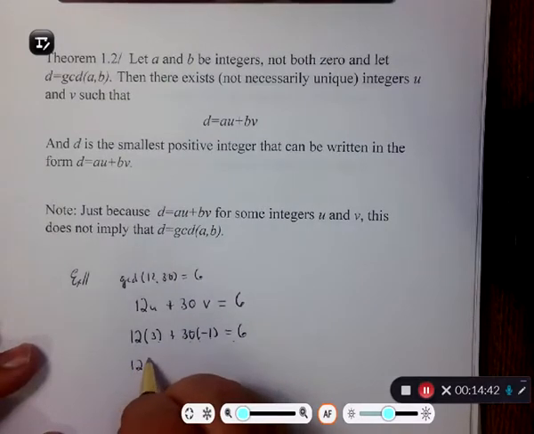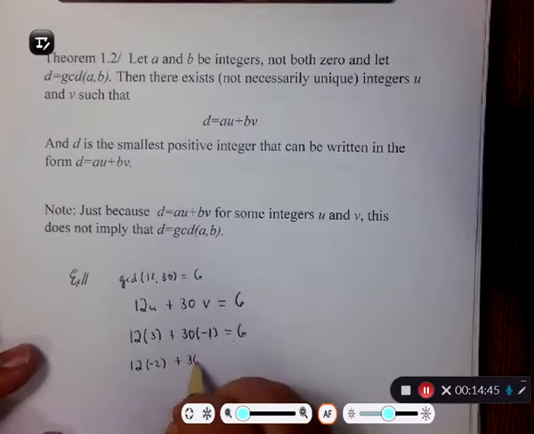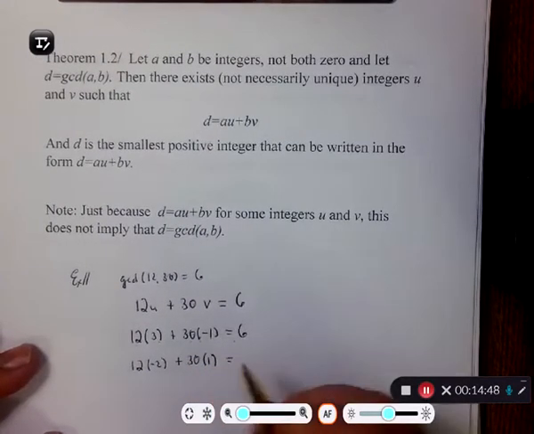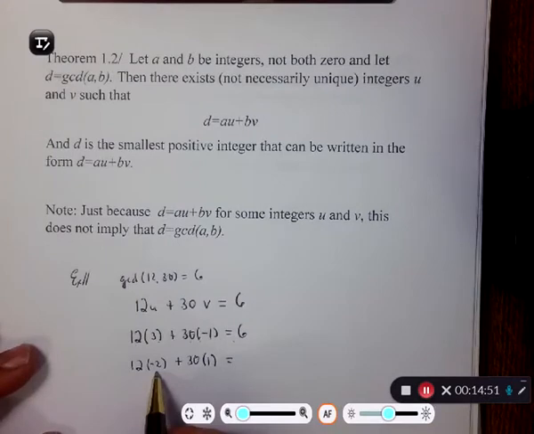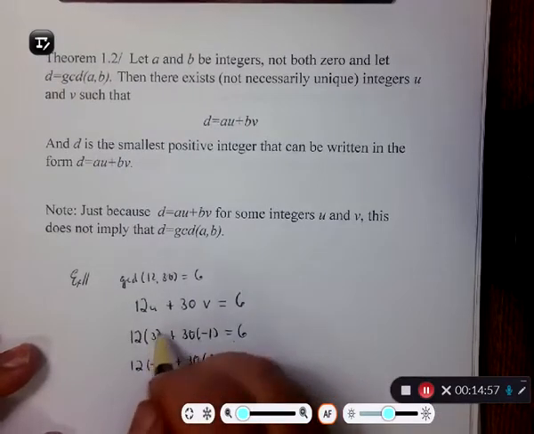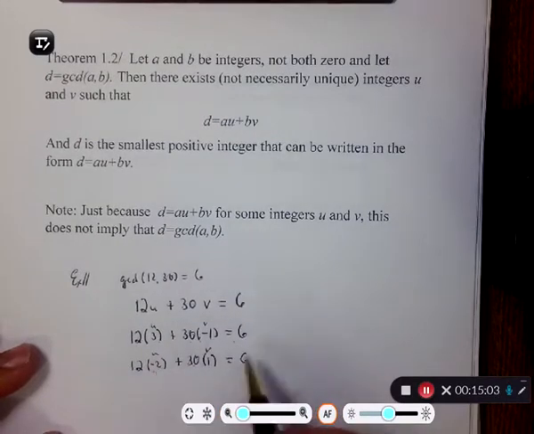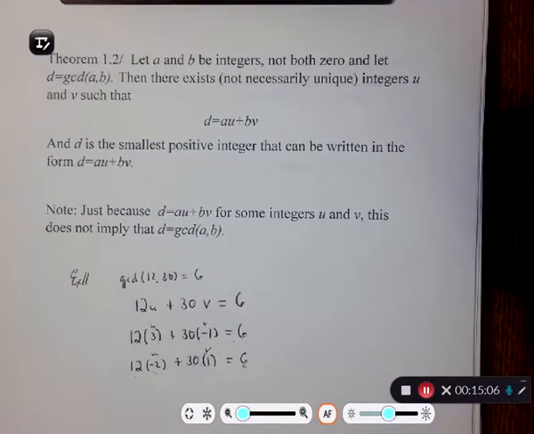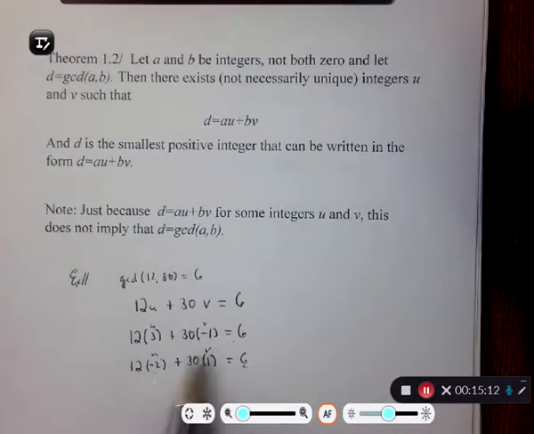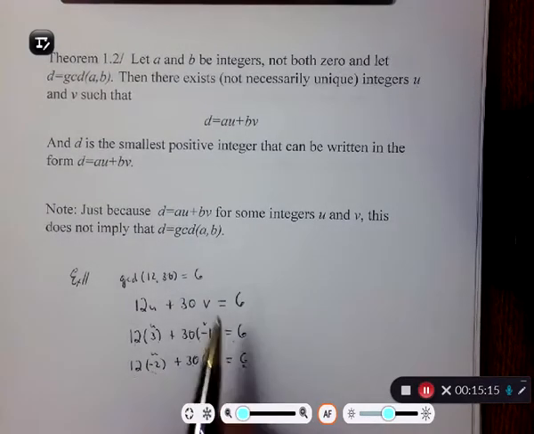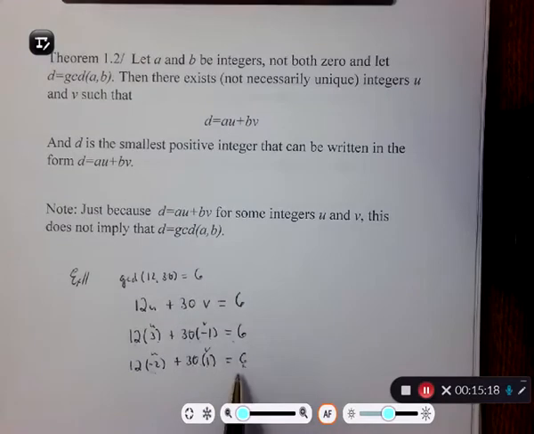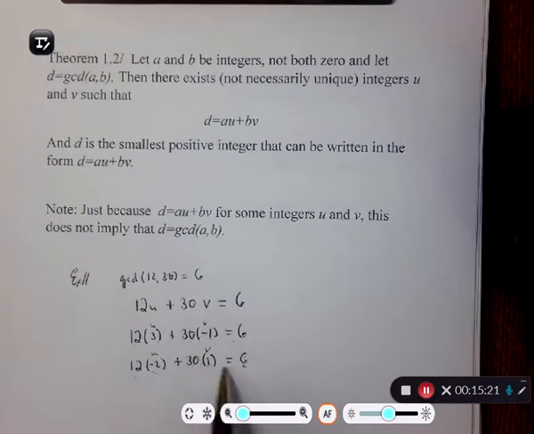12 times negative 2 plus 30 times a positive 1. Let's see what we get there. 12 times negative 2 is negative 24, plus 30 times 1, 30, 30 minus 24 is 6. You see, here's one set of U and V, here's another set of U and V. They're not necessarily unique, but you're going to get 6, and 6 is going to be the smallest integer that you can write in terms of this equation, because the GCD of 12 and 30 is 6, so you can write these equations, but the U and V are not necessarily unique.